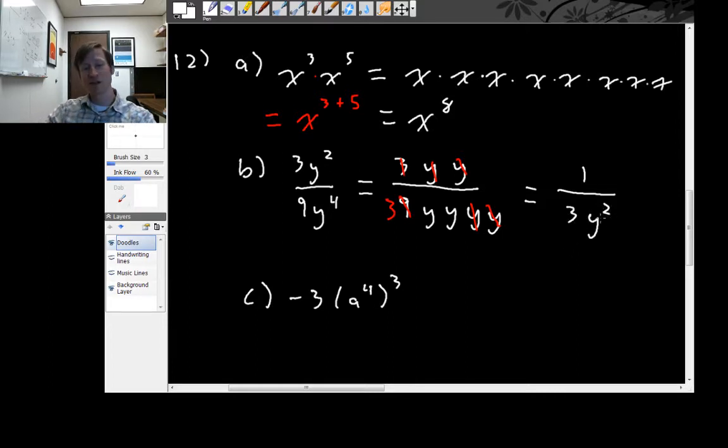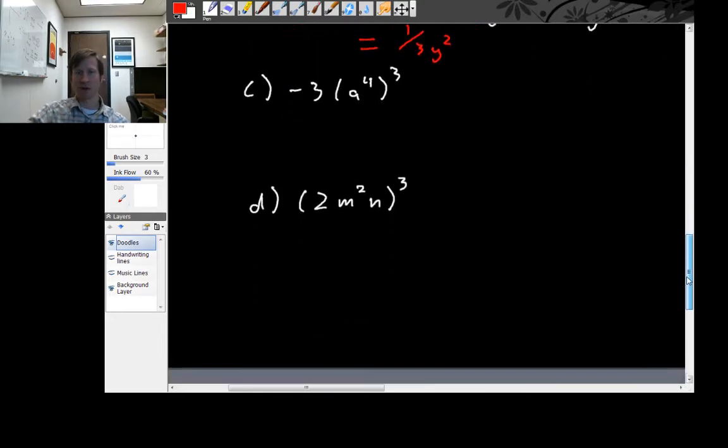Just like in the last one, there is a shortcut if you know your laws of exponents. The shortcut is you can cancel 2 of these with 2 of those. That leaves 2 y's behind. And then cancel a 3, and that leaves behind a 3 down there. And you still get 1 over 3y squared. All right, same thing either way.